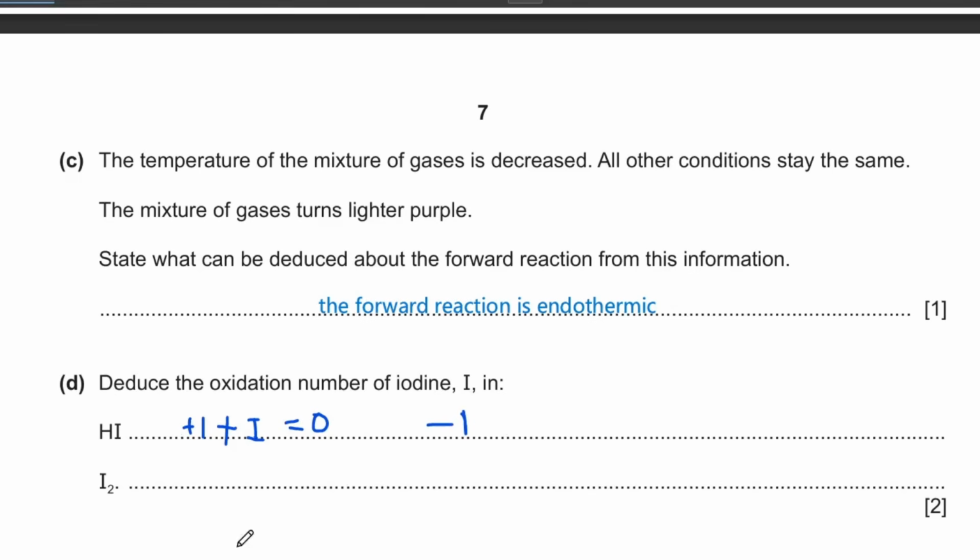That's our answer. So for iodide, one of the rules said that the oxidation number of an uncombined element is 0. So this is an uncombined element. So it does not form a bond with another atom. So therefore, the oxidation number is 0.